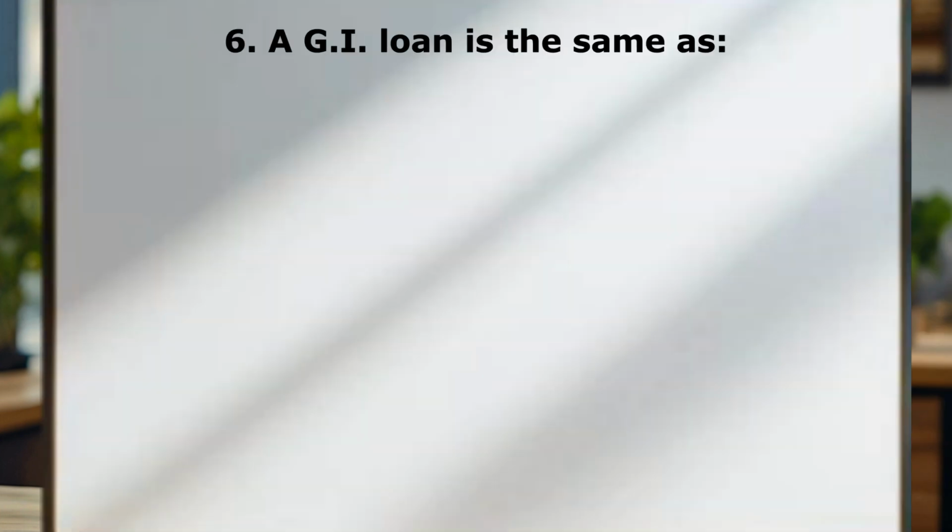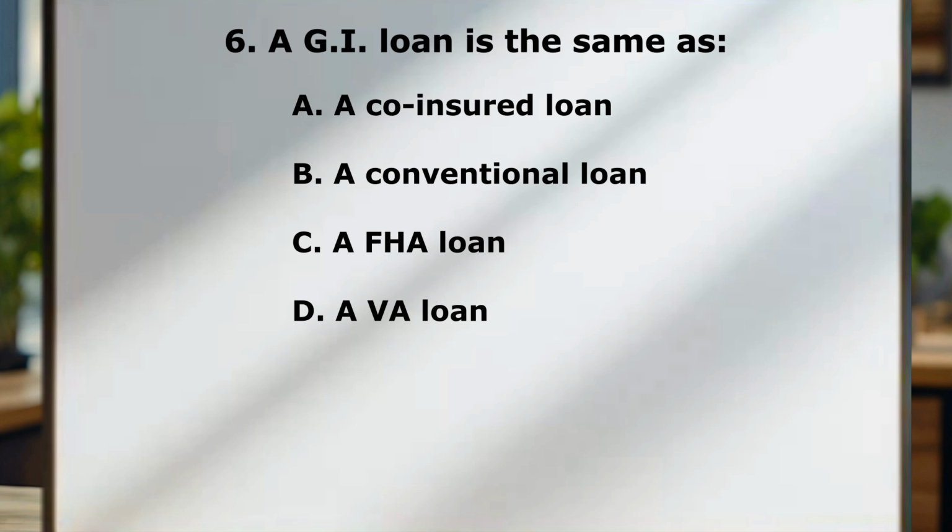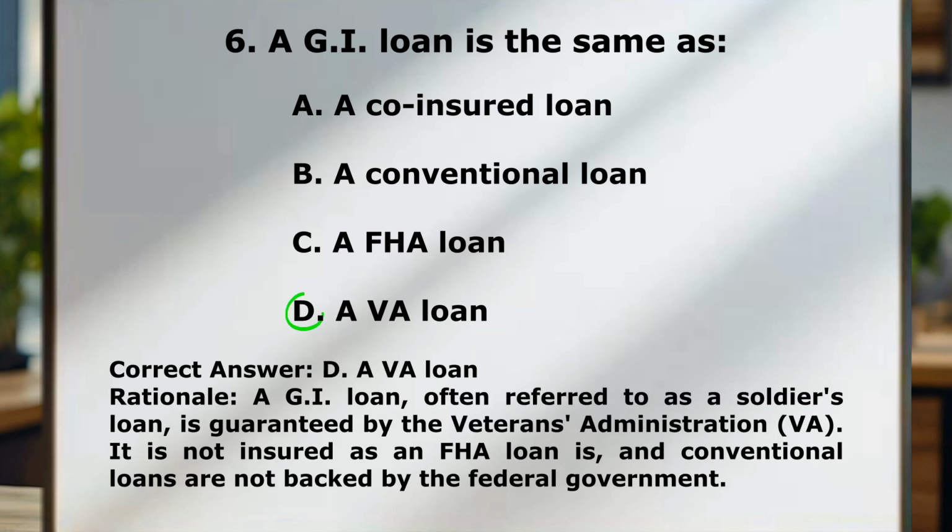Back to the questions. Question number 6. A GI loan is the same as A, a co-insured loan. B, a conventional loan. C, a FHA loan. D, a VA loan. The correct answer here is D, a VA loan. So a GI loan is often referred to as a soldier's loan, and it's guaranteed by the VA, which is the Veterans Administration. So GI loan, VA loan, essentially the same thing.